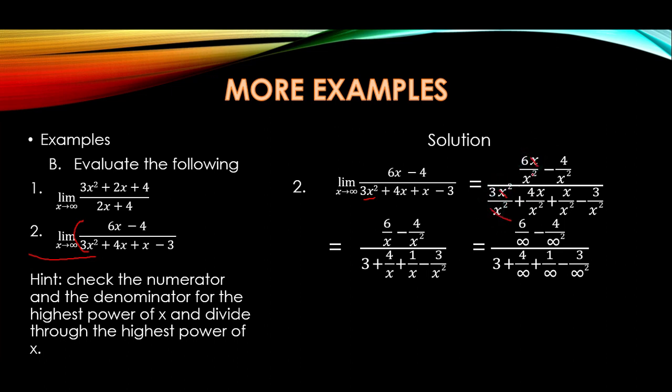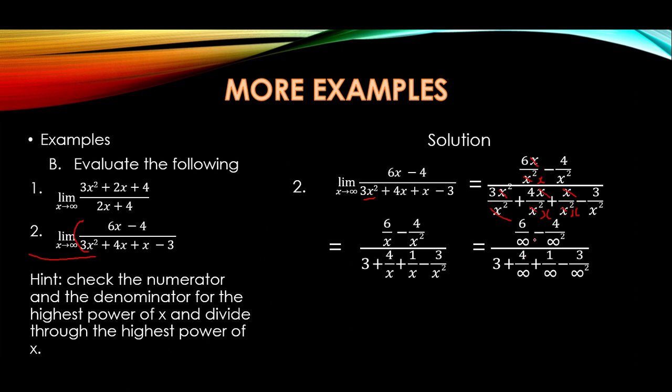In this case, 1x cancels 1x here, remaining 1x. 1x cancels 1x, remaining 1x. Same thing here, remaining 1x. Now bringing it down, we have 6 divided by x minus 4 over x squared, and so forth. Here 4 over x plus 1 over x minus 3 over x squared. We put our value, which is infinity, into this.